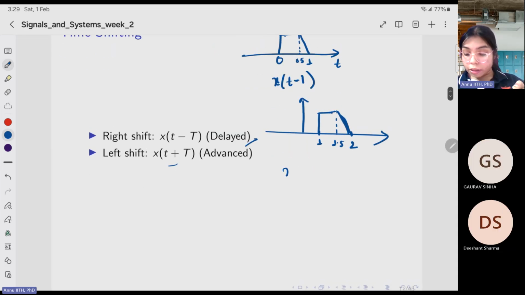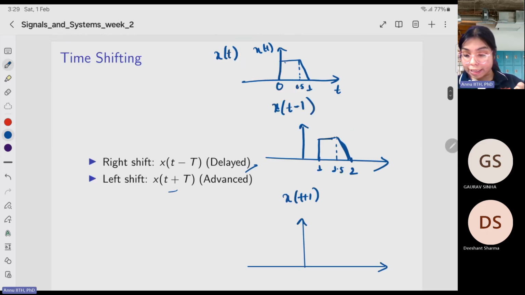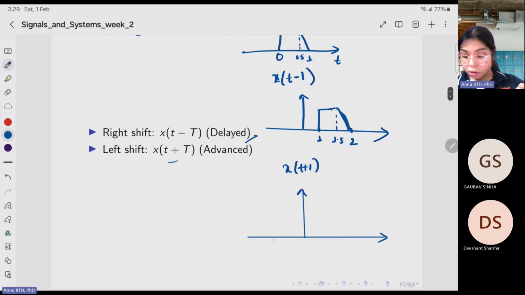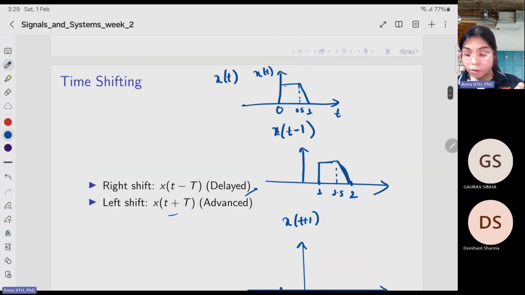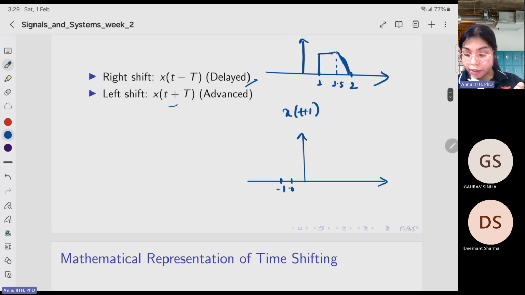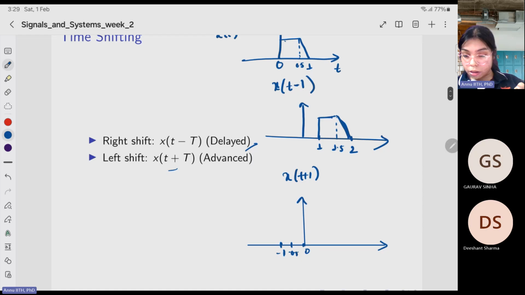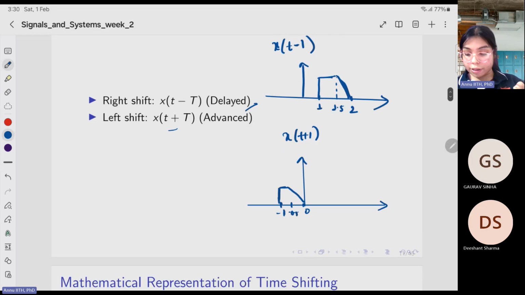So if you want to do t plus 1, how will it look? The trick is you need to do the opposite. It is plus 1, so you need to subtract it in the time domain. So 0 will go to minus 1, 0.5 will go to minus 0.5, and 1 will go to 0. So this is t plus 1, and it is a left shift.